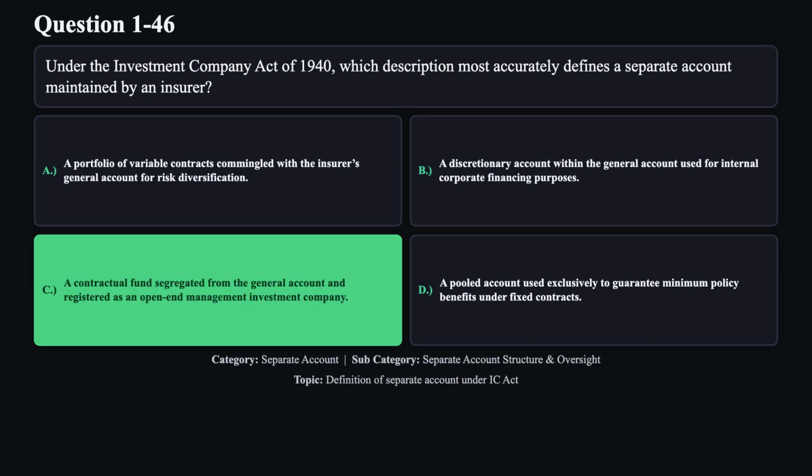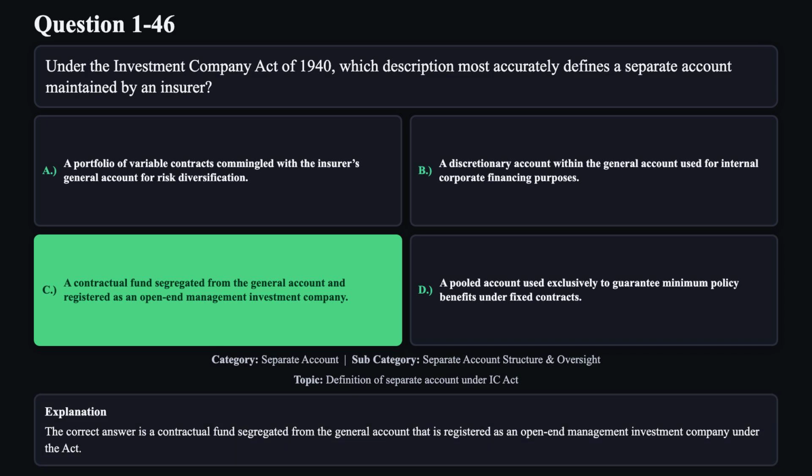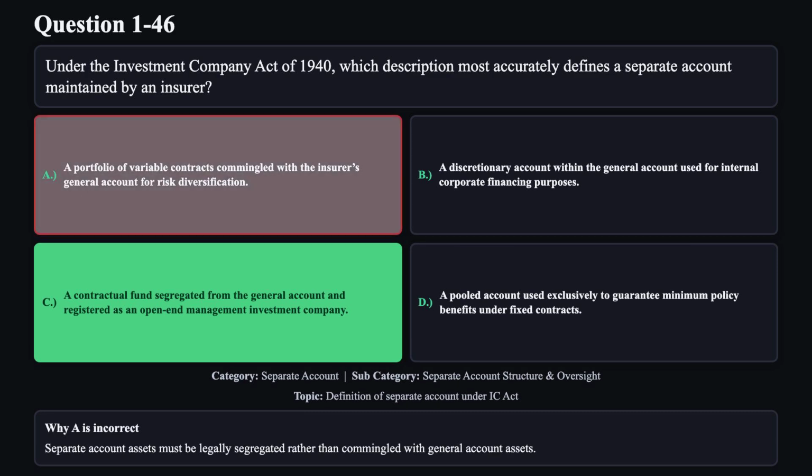The correct answer is C. The correct answer is a contractual fund segregated from the general account that is registered as an open-end management investment company under the Act. Reason A is not correct. Separate account assets must be legally segregated rather than commingled with general account assets.